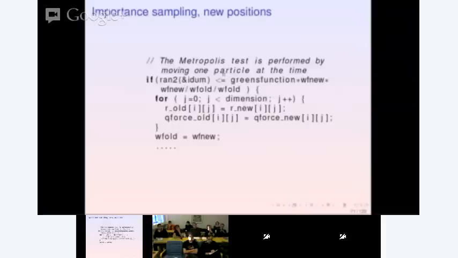And then the Metropolis algorithm is typically called now the Metropolis-Hastings, because I have a conditional jumping in space added to it. Then I put the old position equal to the new position, and then I do the same with the quantum force, and then I put the old wave function equal to the new wave function. So this is just the standard Metropolis algorithm as you have been implementing it before.